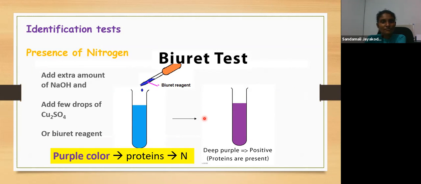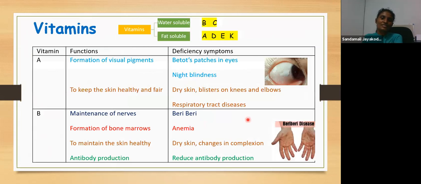Now this identification test section is over. Now we are moving to discuss other biological molecules in our body. At the beginning, I told you that there are a few organic molecules in our body. Carbohydrates, proteins, lipids, and nucleic acids are the major 4 biological molecules in our body. So this is vitamin. This is not a major molecule, but this is very, very important.